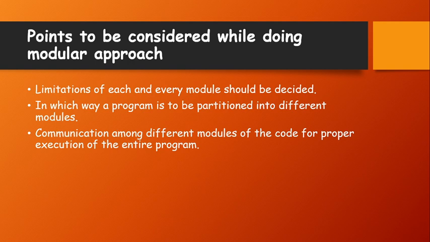Points to be considered while doing modular programming. So we have to consider certain things while doing modular programming. First thing is, the limitation of each and every module should be decided. Where to divide? What are the components? What are the modules? We have to identify the limitations of each and every module. In which way a program is to be partitioned into different modules, that we have to consider. Communication among different modules of the code for proper execution of the entire program. Because if the bike should work, all these modules should work. So we have to consider also how these modules are communicating.